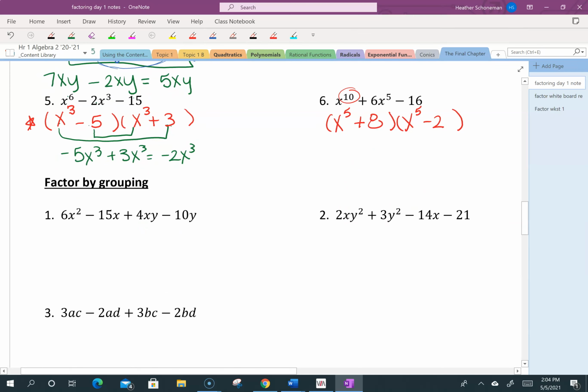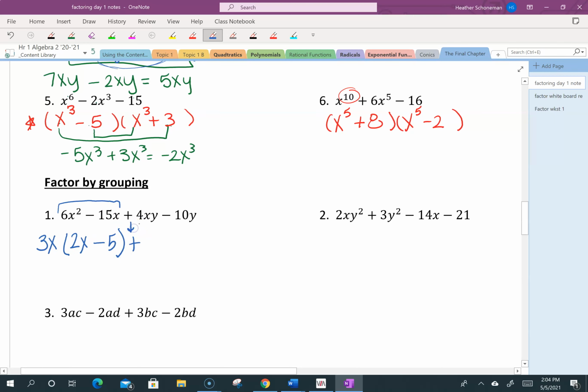Okay, the last pattern is factor by grouping. So when I have 4 terms, I'm going to do what's called factor by grouping. So I'm going to start by looking at just the first 2 terms. And in the first 2 terms, I can take out a 3 and an x. Well, 6 divided by 3 is 2, and then I get 1x left over, minus 15 divided by 3 is 5, and the x's cancel.